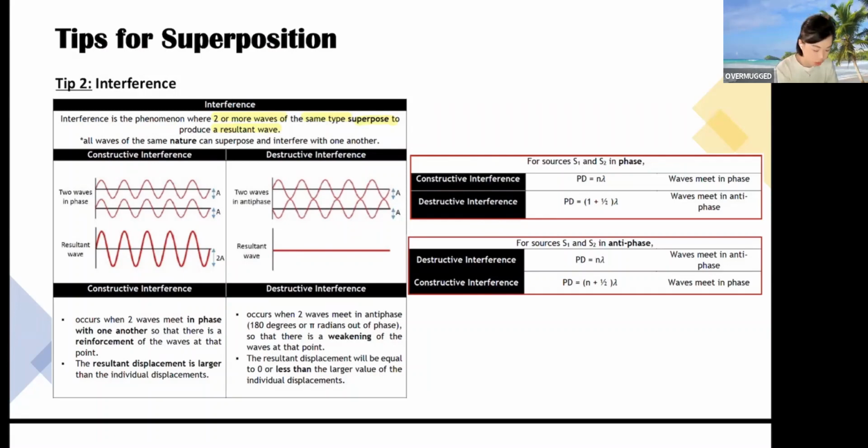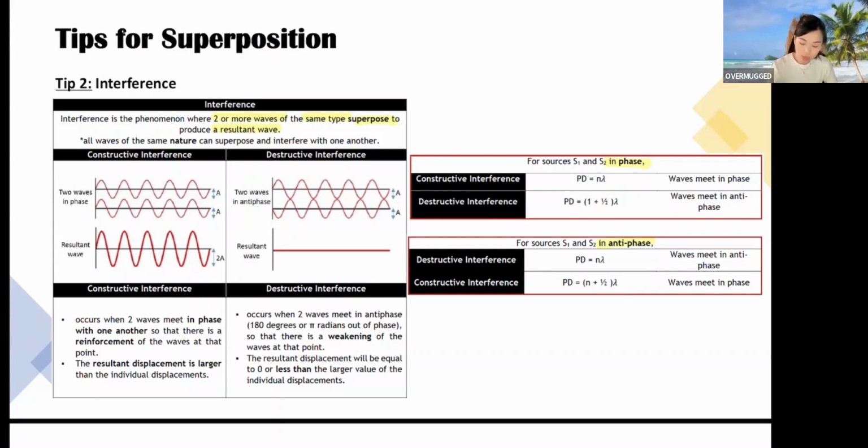To determine whether it's constructive or destructive interference, you need to first determine whether your sources are in phase or out of phase. Okay? Usually they will tell you. Otherwise, you can find out by looking at their graphs or by calculating their time differences.